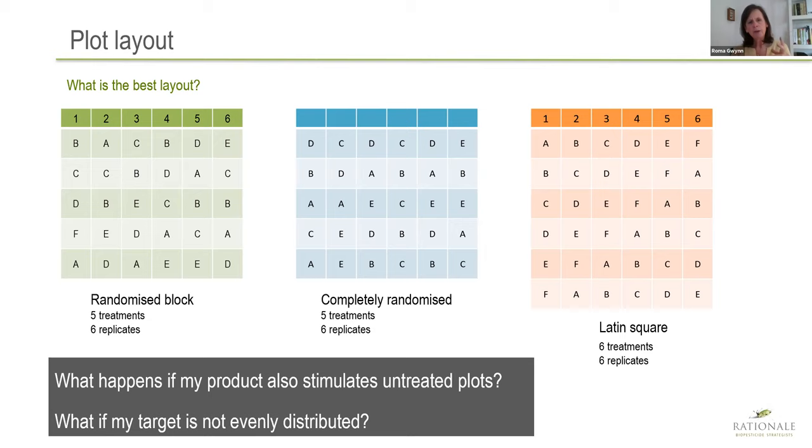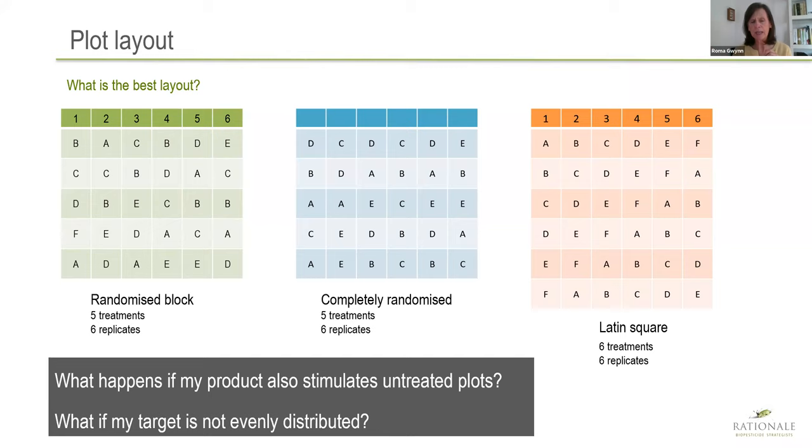Another thing, the other part I've already touched on, is about what if my target is not evenly distributed? I think you need to think about that and say, well, if it's not evenly distributed, can I change that? So can I artificially inoculate? The problem with artificial inoculation is, one, you can sometimes have an artificially high level of pest. The other problem is you've then got a very synchronous population, whereas when we want to test the products, we may be wanting to test against an asynchronous population to make sure that it's more representative.